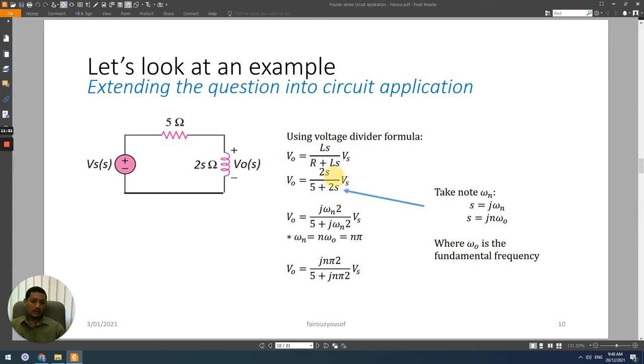S is j n omega naught, and omega naught is pi. So S is j n pi. This is the equation for V out.